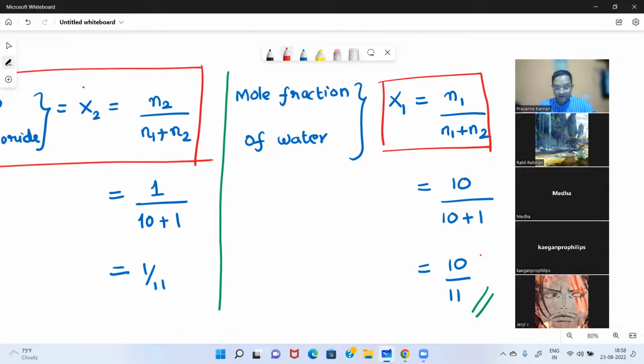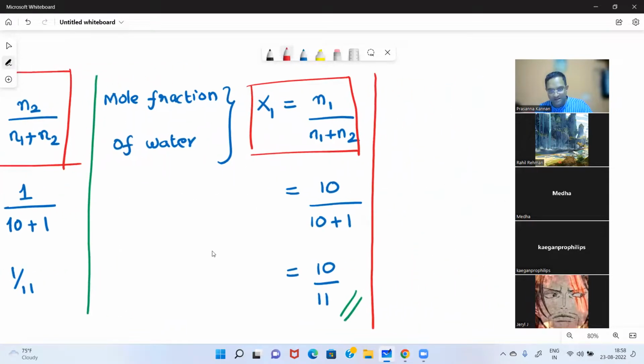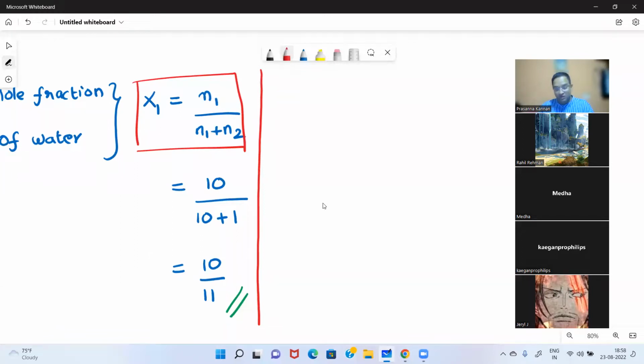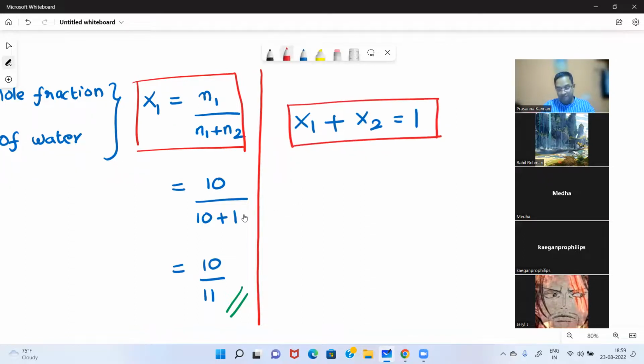Simple mathematics, right? N2 by N1 plus N2, plus N1 by N1 plus N2. The numerator will be N1 plus N2, the denominator also will be N1 plus N2. So it will become 1. So always, the mole fraction of the solute plus the mole fraction of the solvent will be equal to 1. X1 plus X2 is equal to 1. This is also another thing that you can learn. Fine. I hope this gave some knowledge on mole fraction.